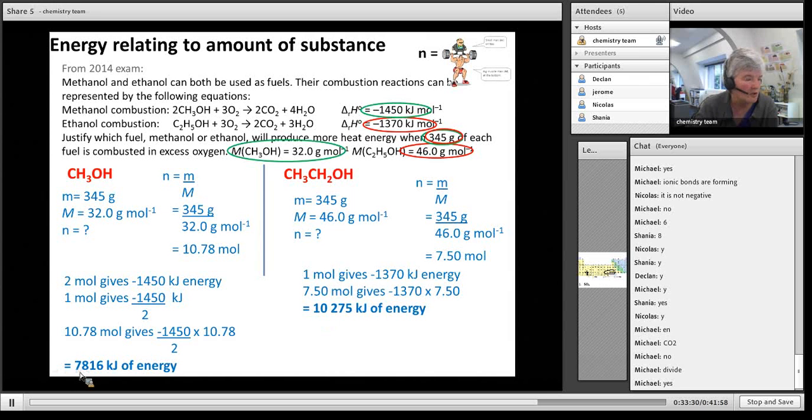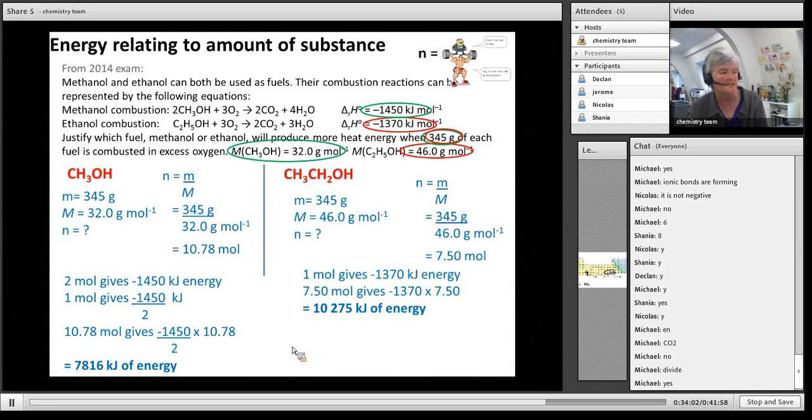Now, you can avoid writing negatives by saying that 10,275 kilojoules of energy is released. Because by saying it's released, you're saying it's exothermic, so you're saying the negative. You're just using it in terms of words. But I didn't do that. I didn't put in the negative, and I didn't do the alternative. I didn't say it's released. So just be aware you should do that in the exam.